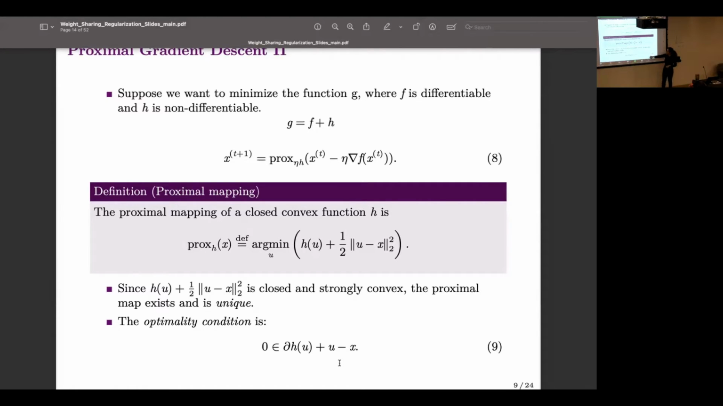The optimality condition is kind of the same, but for the non-differentiable function. Zero should be in the subgradient of this, and the gradient, which is u minus x. This is the optimality condition.